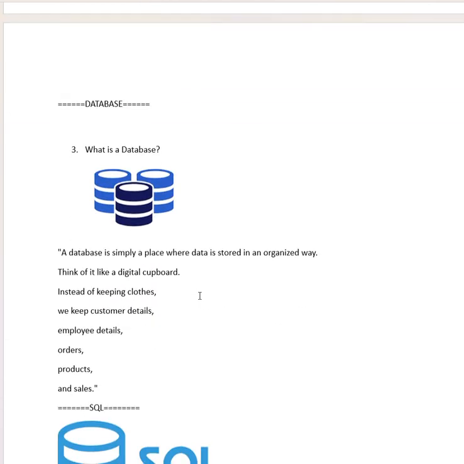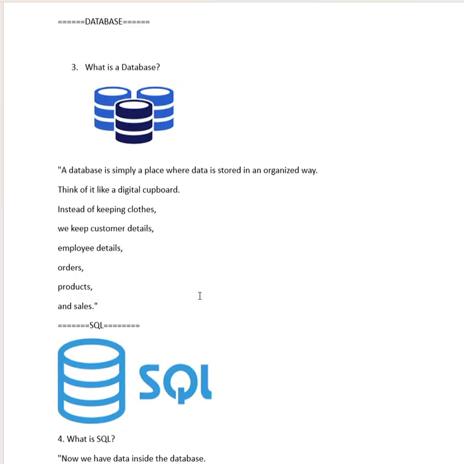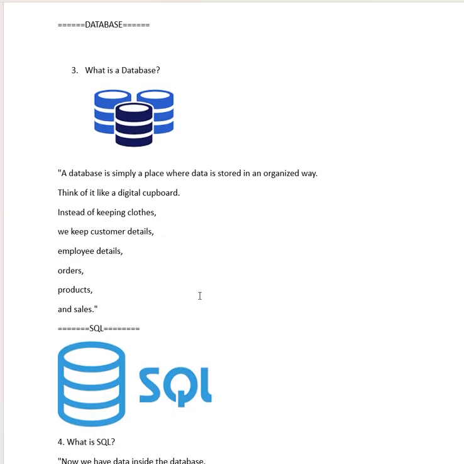Okay, let's know about databases. A database is simply a place where data is stored in an organized way. Think of it like a digital cupboard. Instead of keeping clothes, we keep customer details, employee details, orders, products, and sales. That is called a database.